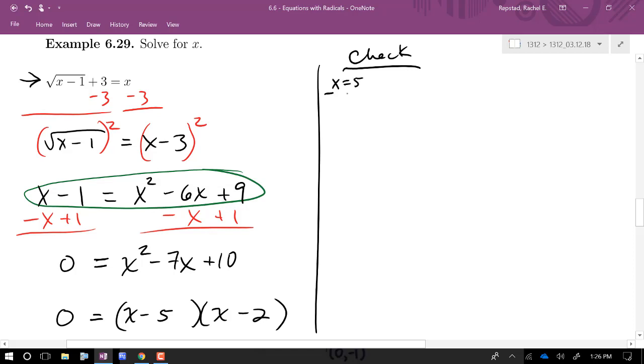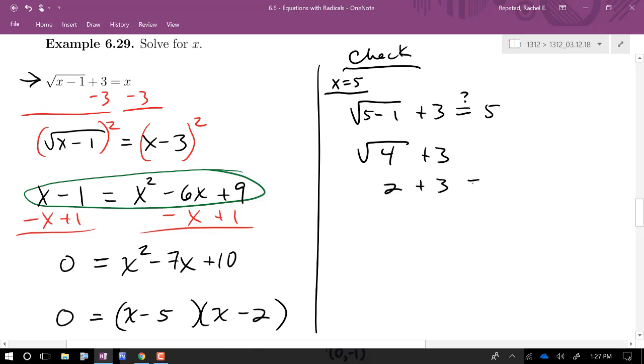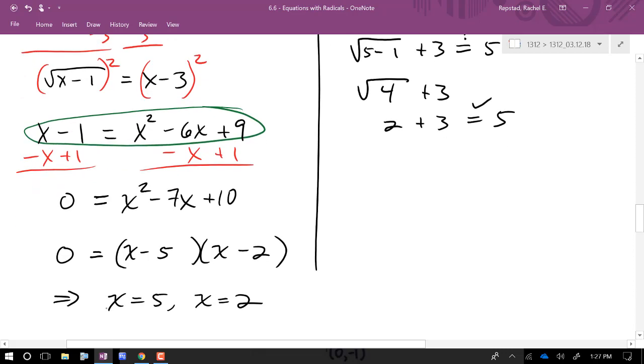x equals 5. So square root of 5 minus 1 plus 3, is this equal to 5? So square root of 4 plus 3, which is 2, plus 3, that is, in fact, equal to 5. So x equals 5 is a solution. I'm going to put that one in a box.